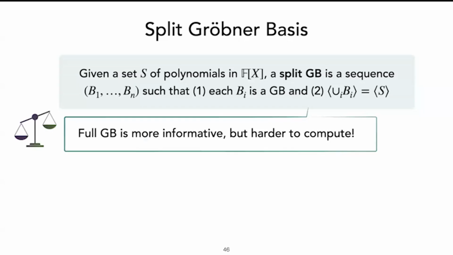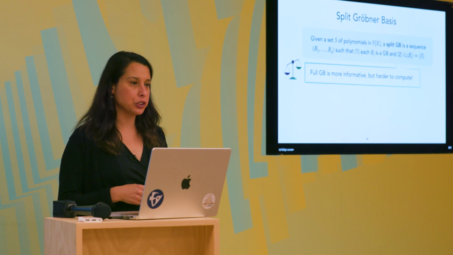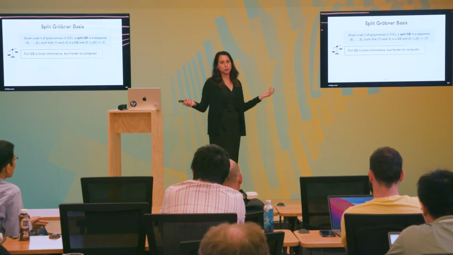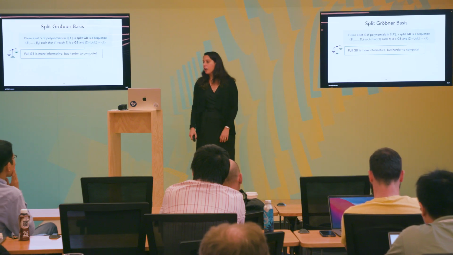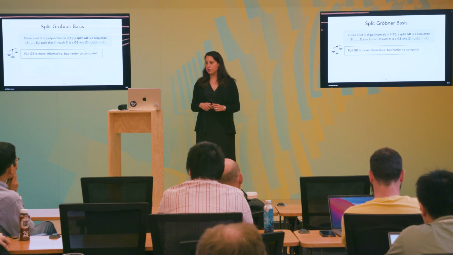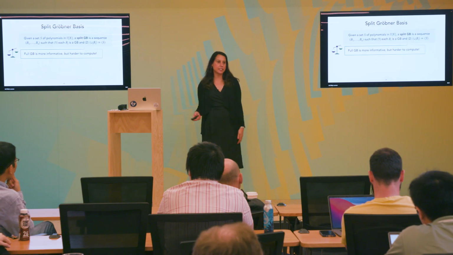And there's a trade-off here. In general, if you can compute a full Grobner basis, as we will see, that contains more information. That's more useful, but it's harder to compute. There are problems where the computation will blow up. On the other hand, the split Grobner basis is not as informative as the full Grobner basis, but hopefully we can split it up in such a way that it will be easier to compute.